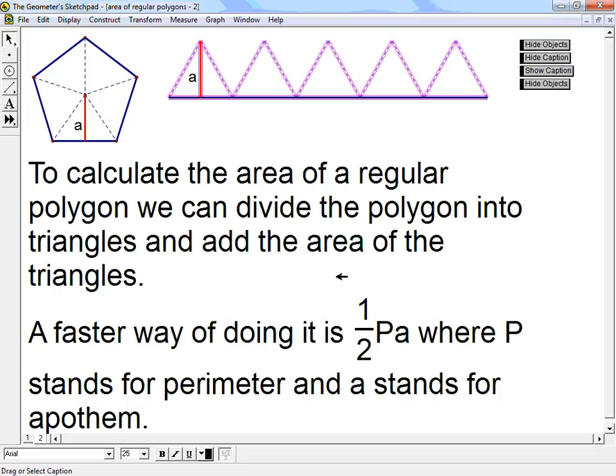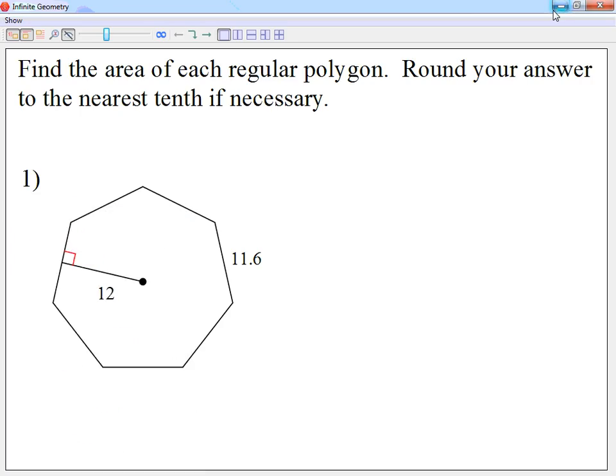Can I take this out? Yeah. All right, let's take a look at our homework. Take a look at our worksheet.